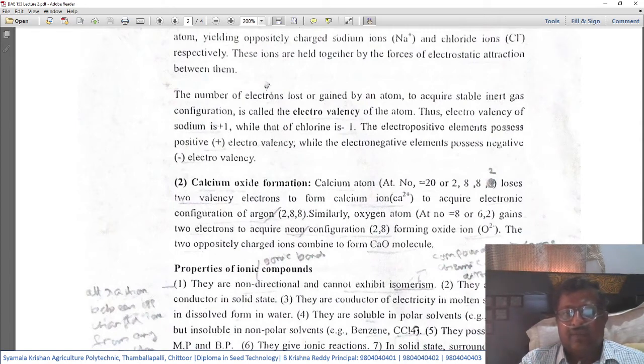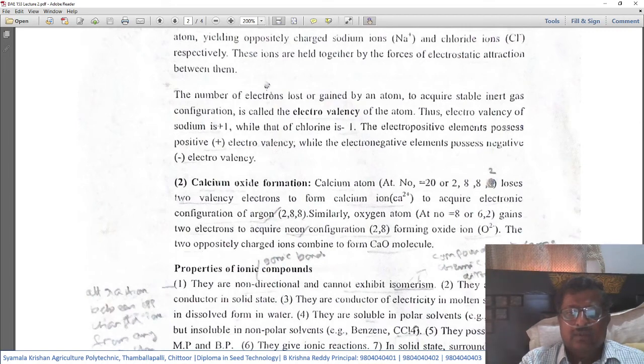So 2, 8. Actually, the atomic number is 8. Then the innermost should have 2 and the next should have 6. Why? Because the innermost of oxygen will have 2, the outermost will have 6. I think this is a small mistake here.